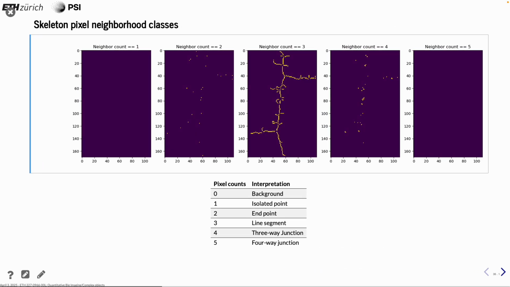So, looking at that, we have neighbor count 1. That's, in principle, just isolated pixels. Neighbor count 2 is endpoints. Then we have neighborhood count 3. That's a line segment. And then we go to neighborhood count 4. That's a 3-way junction. And 5, that could be a 4-way junction. And that helps us then to categorize the nodes that we have in this skeleton.